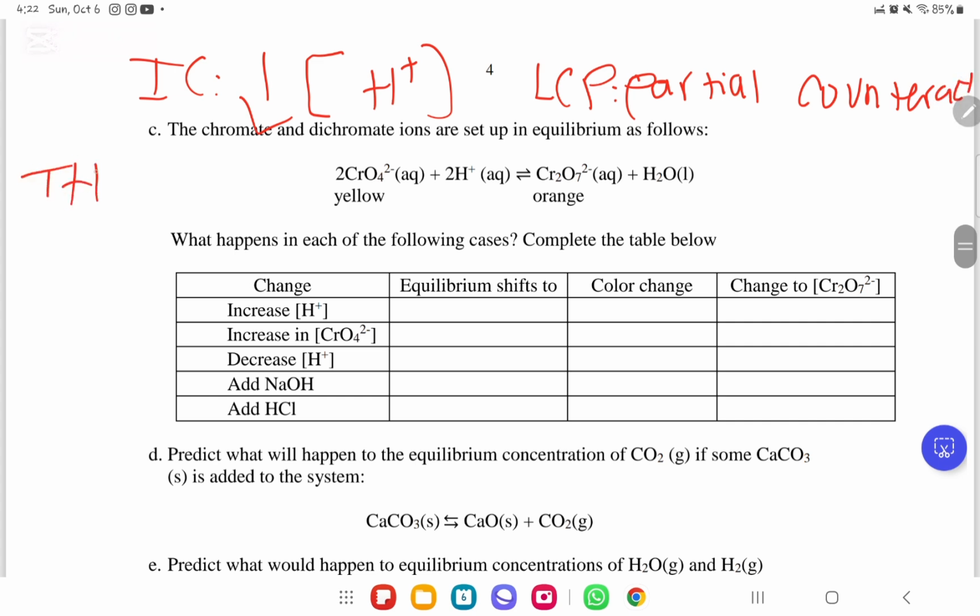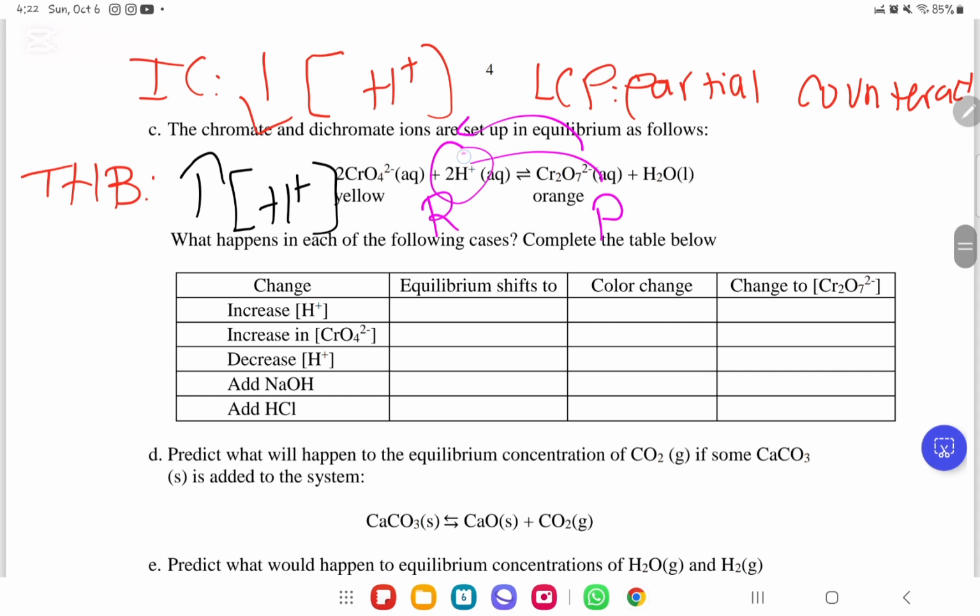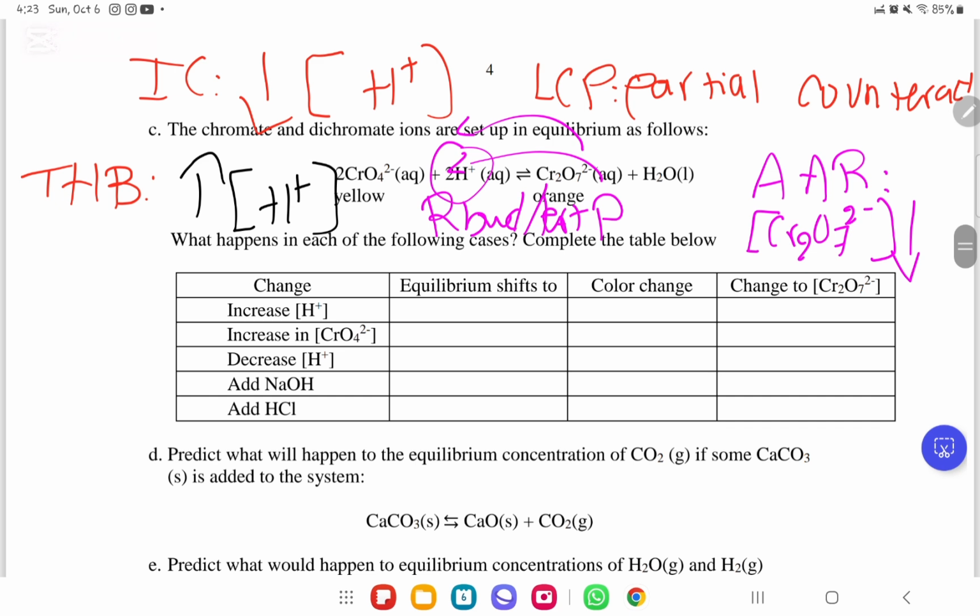Then this happens by, how do we partially counteract? We're going to do the total opposite of our impulse change, so we're going to increase the concentration of H+. To increase the concentration of H+, we're going to have to take from the opposite side. So we're going to have to take concentration from here. Now it's the product giving to the reactant. So it's a backward or left shift. As a result, the concentration of Cr2O7 2- will decrease.